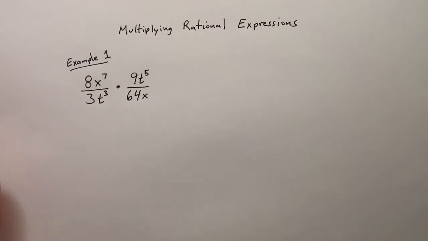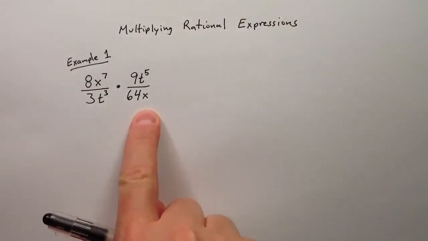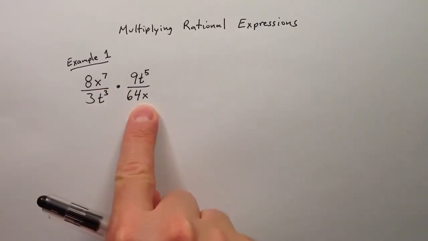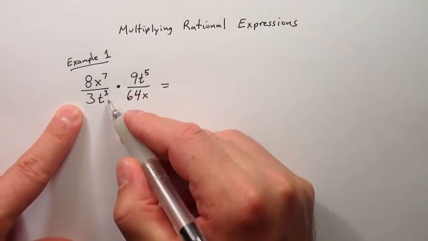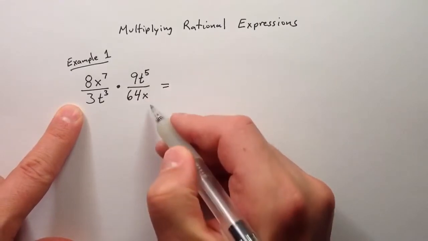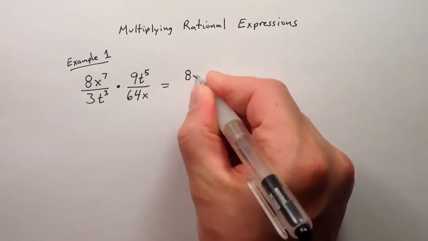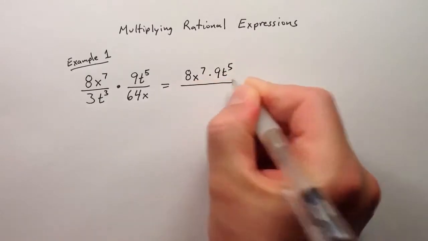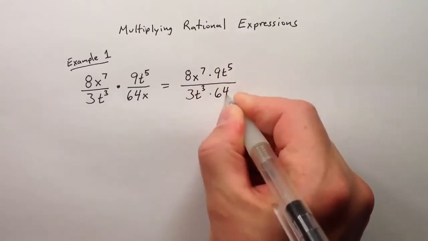Let's take a look at the process of multiplying rational expressions. To multiply two rational expressions, like we see here, I can multiply the two numerators together and also multiply the two denominators together. So taking 8x to the 7 divided by 3t cubed times 9t to the 5th divided by 64x, putting the numerators together, I get 8x to the 7 times 9t to the 5th over 3t cubed times 64x.